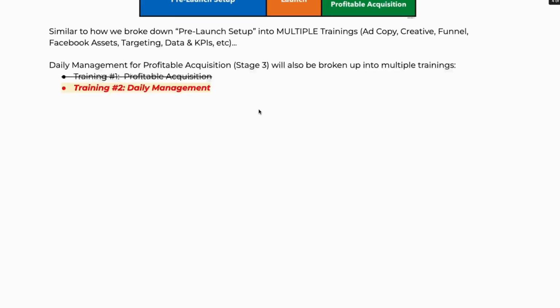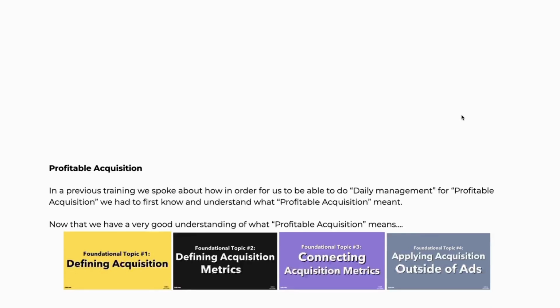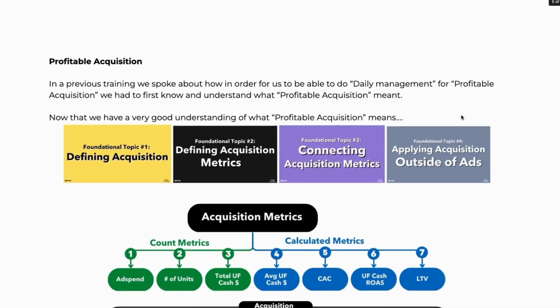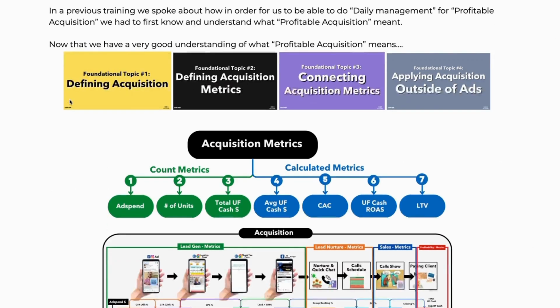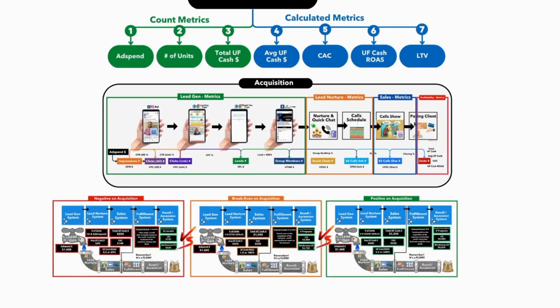So in that previous training around profitable acquisition, we spoke about all of what is involved with the topic of acquisition. Things like defining acquisition, the acquisition metrics, connecting those acquisition metrics together, applying the concept of acquisition outside of advertising. We talked about all of the different parts of the acquisition systems and machine, as well as what it means to be positive on acquisition, negative on acquisition, or break even on acquisition. You now fully understand when we say you have to do daily management for profitable acquisition. Well, guess what? You now know what that profitable acquisition piece of everything actually looks like.